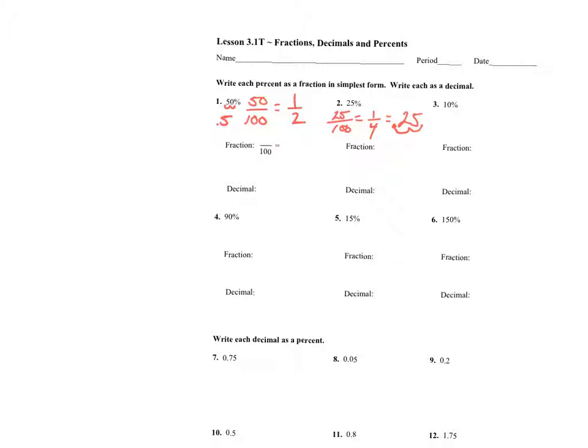10% to a fraction would be 10 over 100. Then 10 goes into 10 once, and 10 goes into 100 10 times. So the fraction is 1/10. The decimal of 10% is, write the 10 down. The decimal starts here, and it goes over 2 spots to right here.